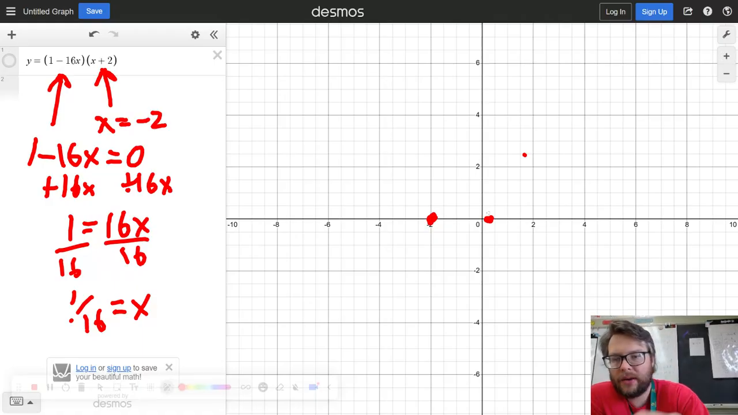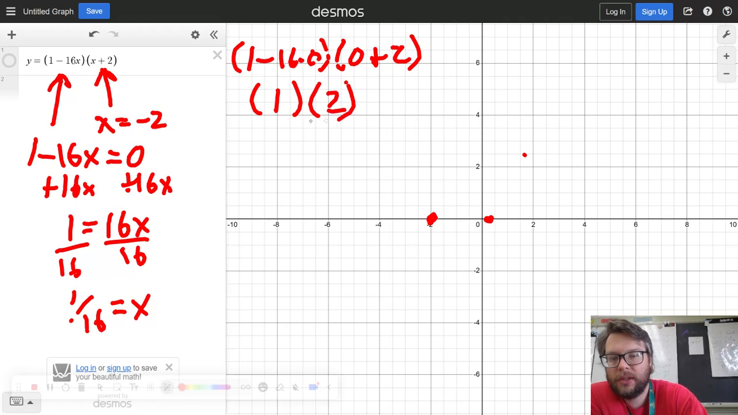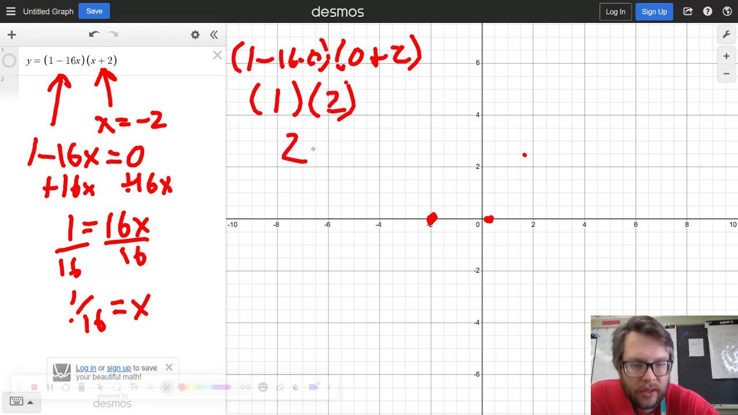How do I find the y-intercept? I plug in 0 for x. So 1 minus 16 times 0, 0 plus 2. 16 times 0 is 0, so I have 1 minus 0, 0 plus 2 is 2. So I know I'm going to have a y-intercept right there at 2.